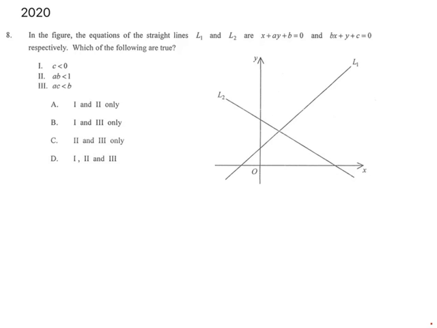2020, Paper 2, Question 8, Straight Line. For this kind of question, we'll use the slope, x-intercept and y-intercept, in terms of A, B, C.